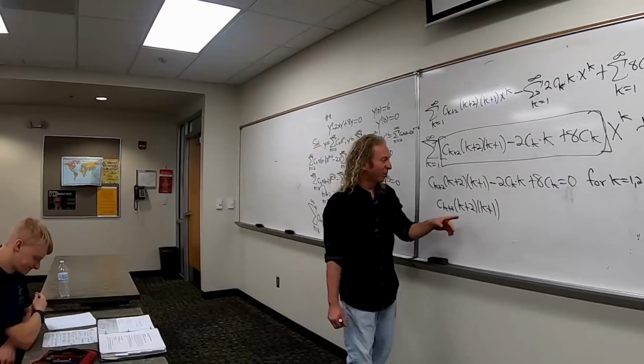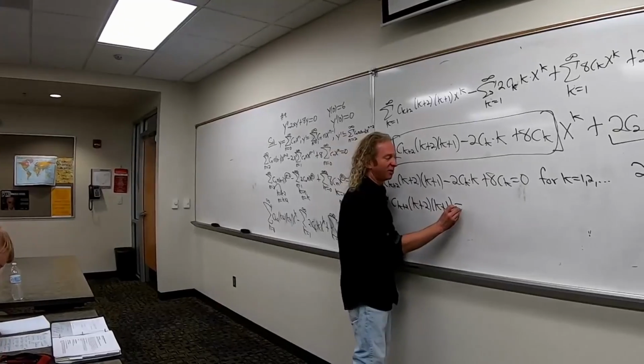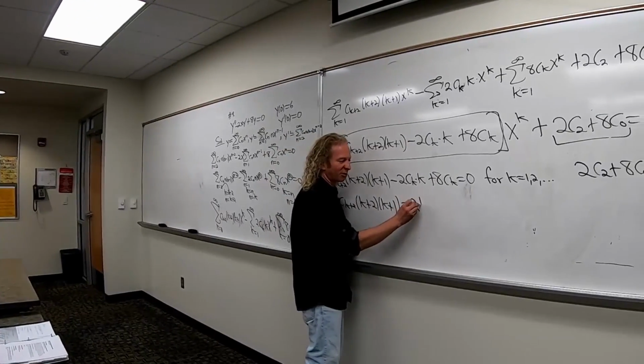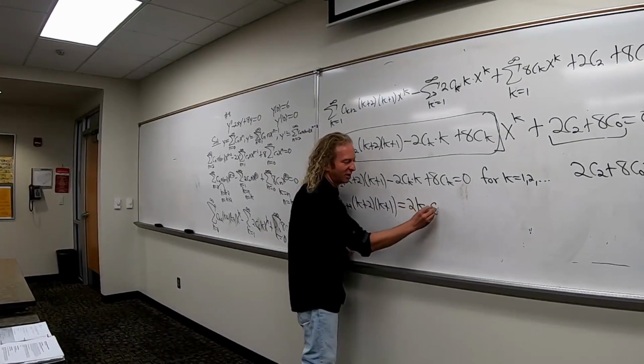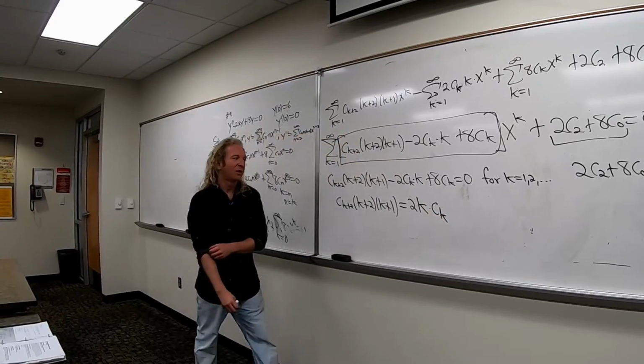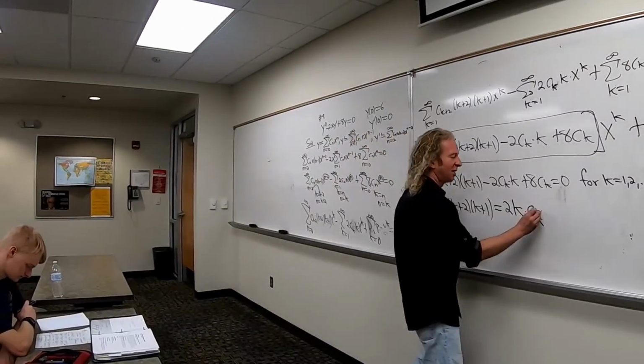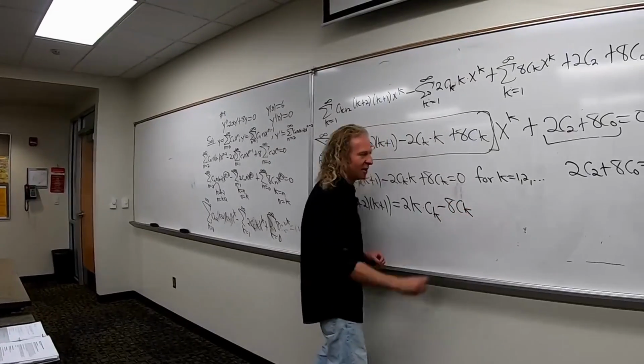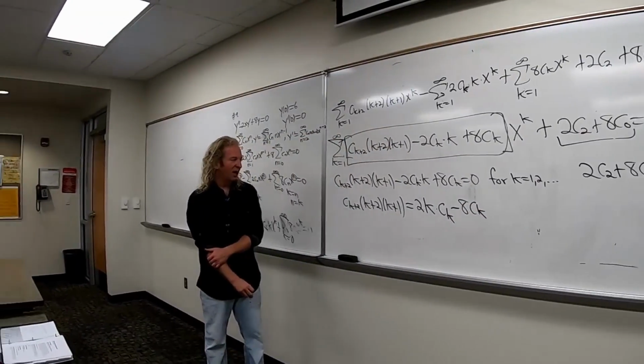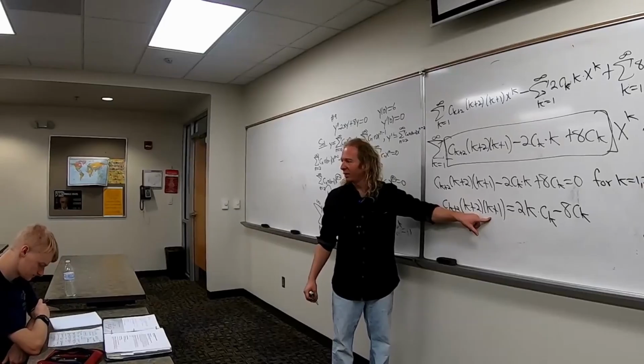Yeah. So then add this. So you get 2k. I'm going to put the k in the front because it's really bothering me. 2k. I'm going to improve my handwriting. ck. Now we won't be able to finish. It's all right though. Minus 8ck. And now we're going to divide by k plus 2 and k plus 1.